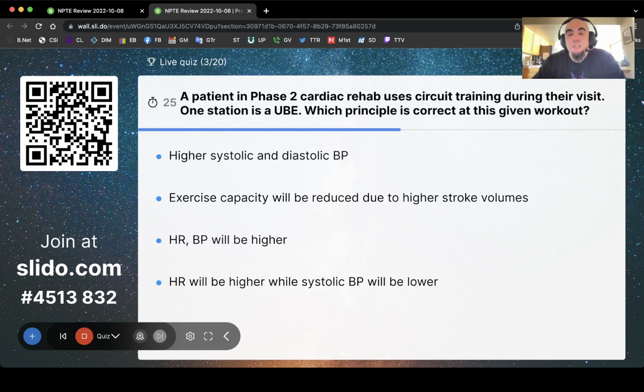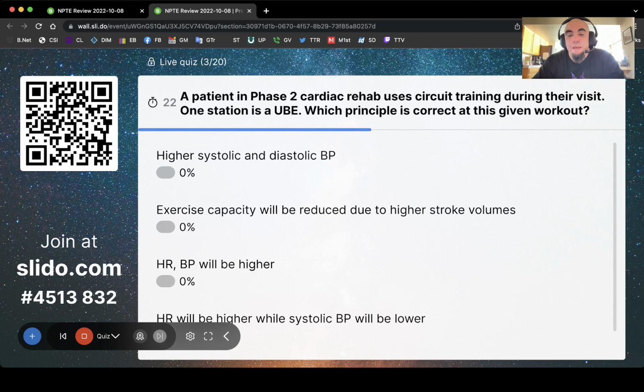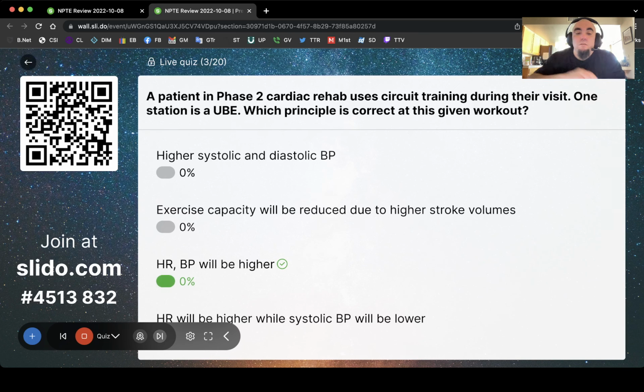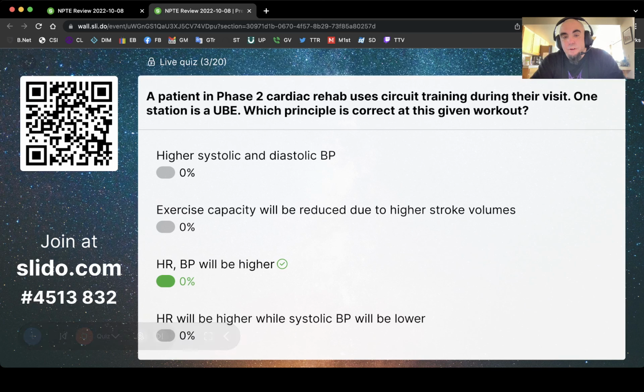So the patient is in phase 2 cardiac rehab, right? In phase 2, they're starting to recover. Higher systolic and diastolic blood pressure is wrong because diastolic shouldn't change that much. The exercise capacity will be reduced, but not due to higher stroke volumes. Higher stroke volumes would actually increase the exercise capacity. Heart rate and blood pressure will be higher, obviously, right? As they exercise, both of those will go up. And typically when they say blood pressure going up, they're really talking about systolic blood pressure going up. And heart rate higher while systolic blood pressure lower just doesn't make any sense.